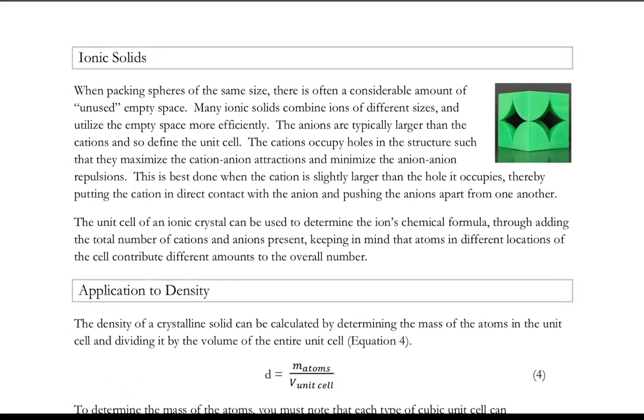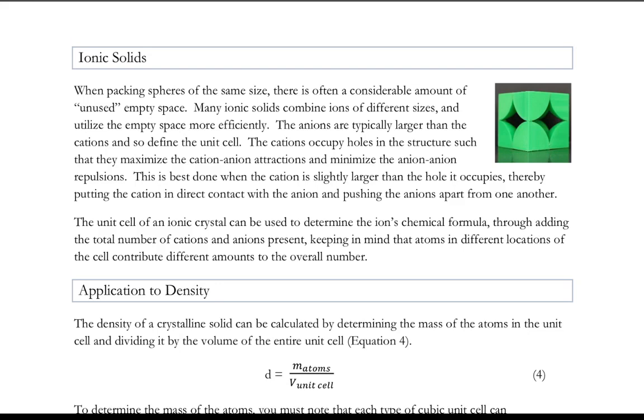Okay, so ionic solids. When packing spheres of the same size, there's often a considerable amount of unused empty space. Many ionic solids combine ions of different sizes and utilize the empty space more efficiently. Anions are typically larger than the cations because they take on an electron, whereas the cation loses one. So the anion's typically bigger than the cation, so the anions define the unit cell. The cations occupy holes in the structure such that they maximize the cation-anion attractions and minimize the anion-anion repulsions.